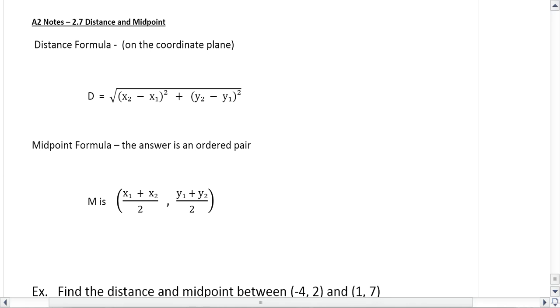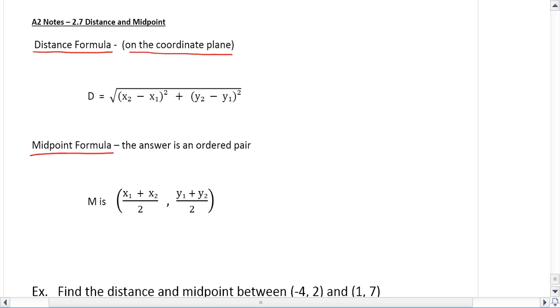This video is for Algebra 2, Chapter 2, Section 7, Distance and Midpoint. So just to be clear now, this distance and midpoint formula are on the coordinate plane, which is the xy plane, not on the number line.